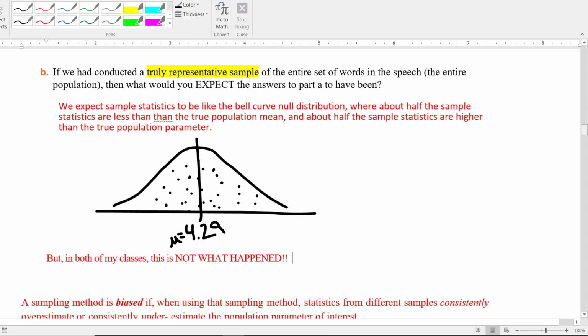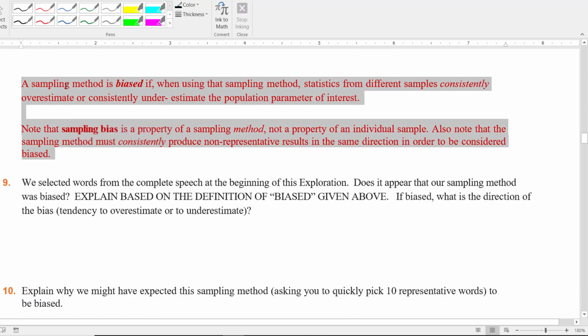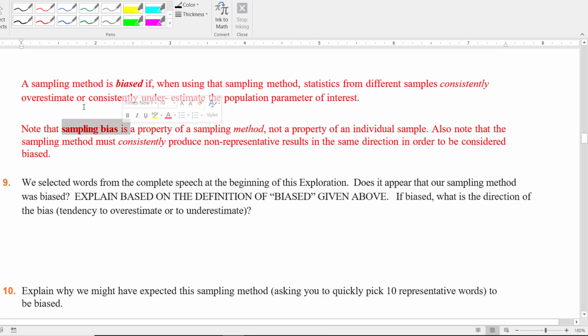So what's going on here? All right, so in red here, I have some information about a very important new term, sampling bias. A sampling method is biased if when using that sample method, the statistics from the different samples consistently overestimate or consistently underestimate the population parameter of interest.